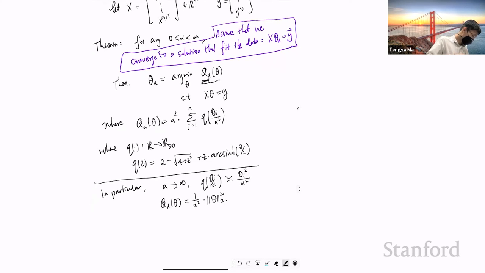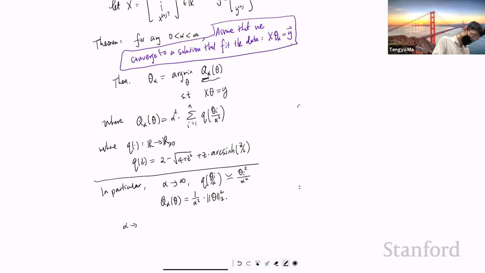And if alpha goes to 0, then what's the complexity measure? What's this regularization effect or complexity measure? This is Q theta I over alpha square. This is roughly something like the absolute value of theta I over alpha square times log 1 over alpha square. I don't expect you to verify this limit because you have to do some kind of Taylor expansion to see this, but this is the thing.